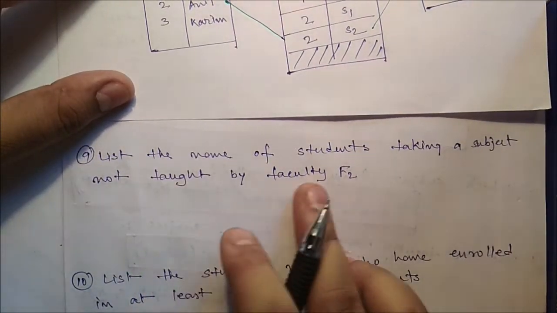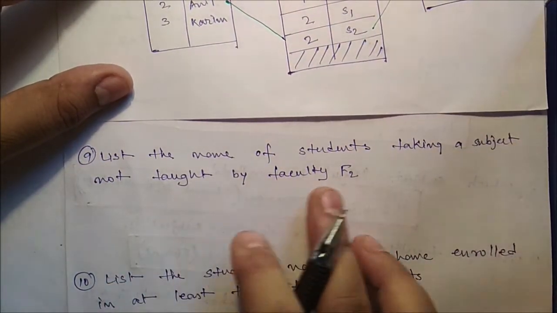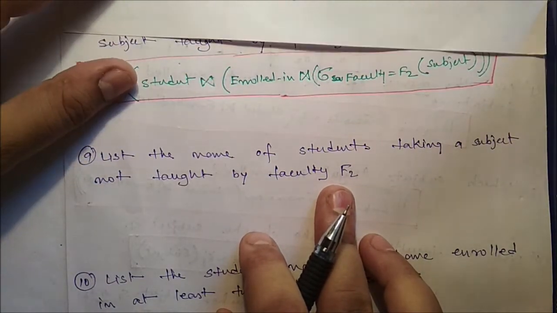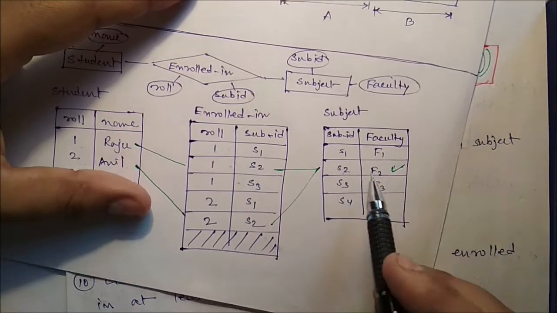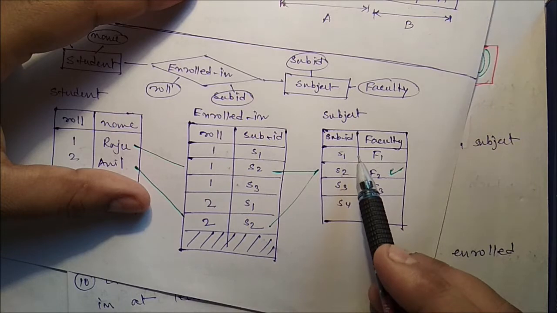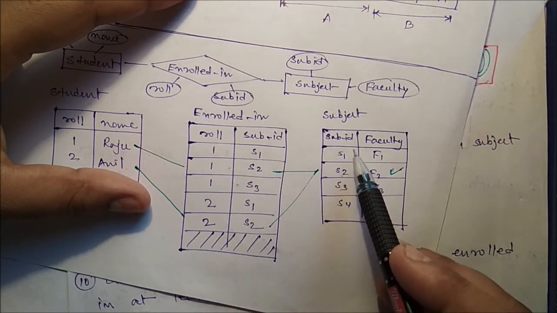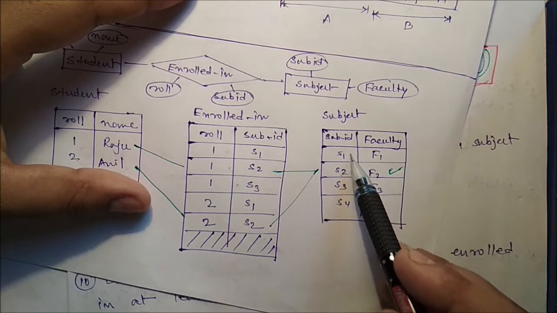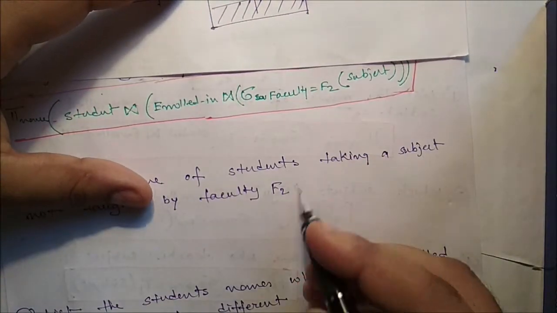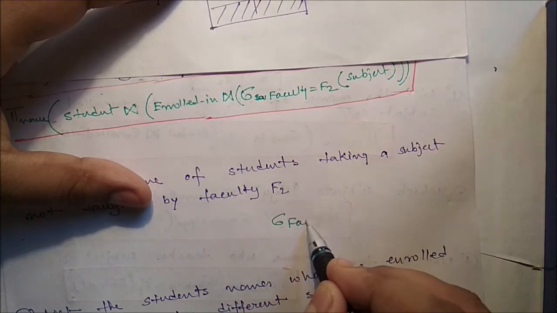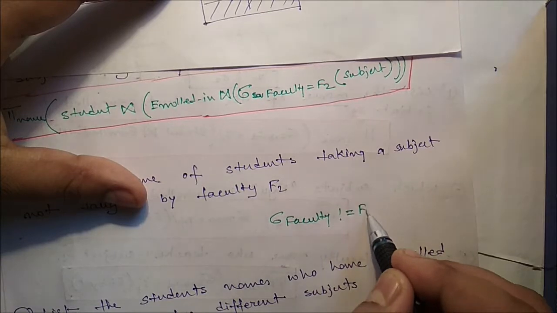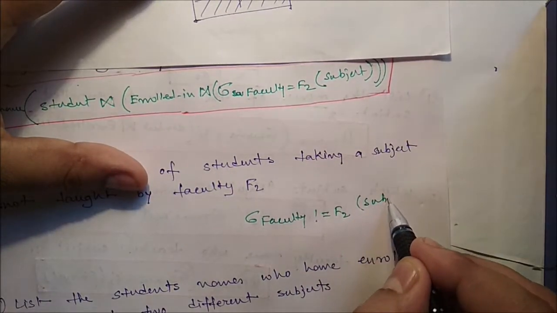Next is: list the name of students taking a subject not taught by faculty F2. If it is not taught by faculty F2, it's very simple. That means it should not be S2. So except S2, identify the student names who have opted the subject S1, S3 and S4. It's very simple. We can write it this way: faculty not taught by F2 from the subject.